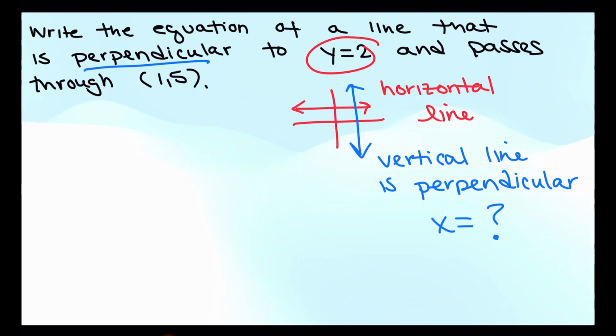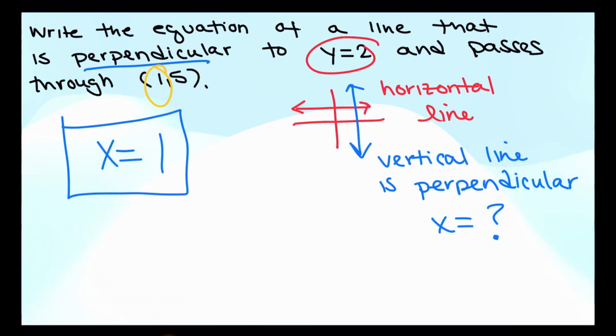Vertical lines are always of the form x equals a number. Horizontal lines are y equals a number. So if our vertical line goes through the point (1, 5), the x value has to be 1. And that's our equation, x equals 1.